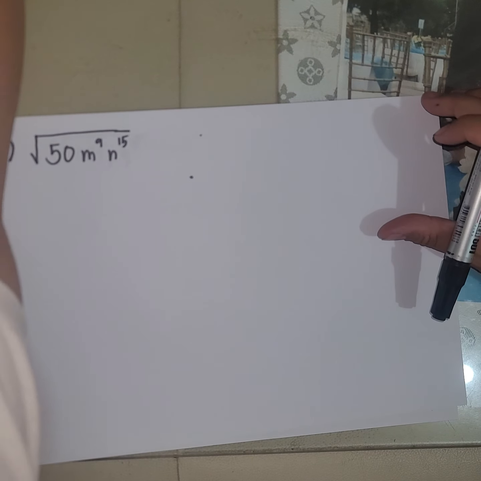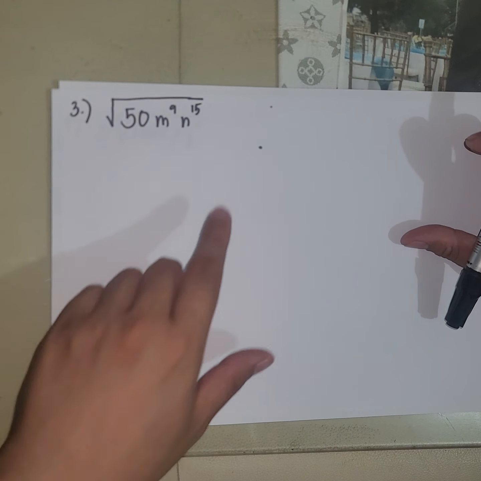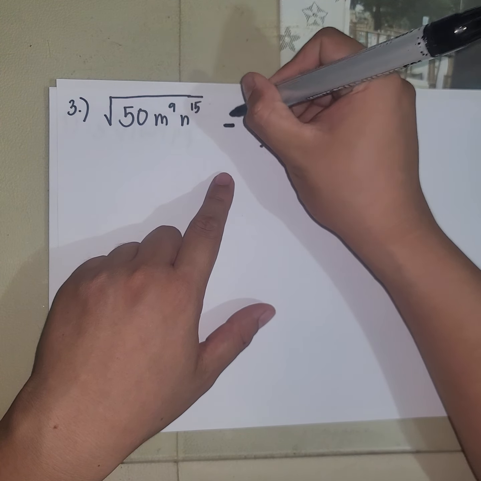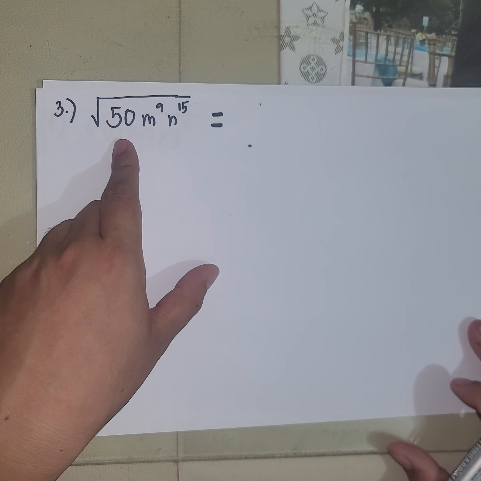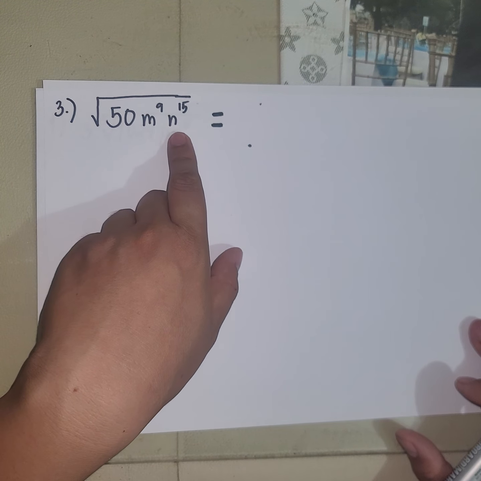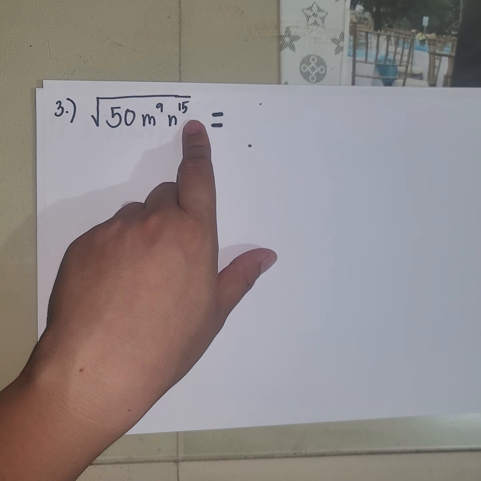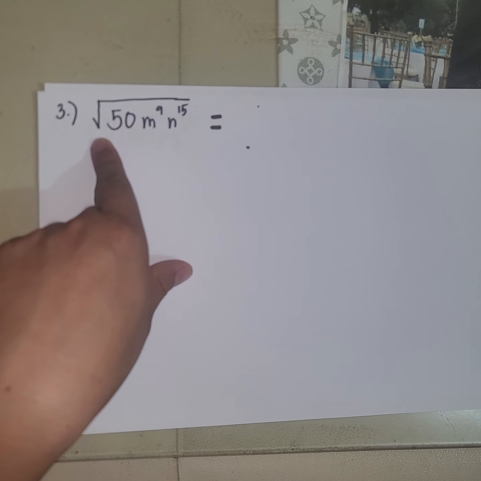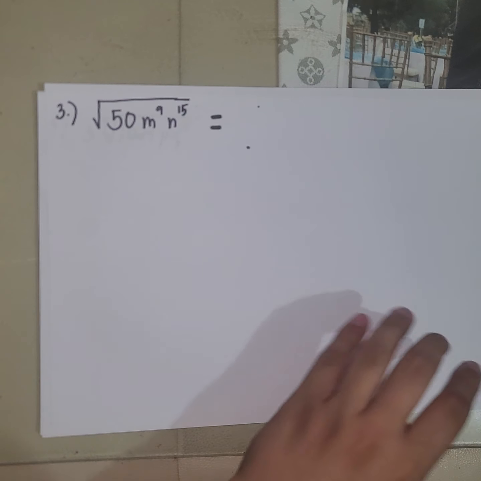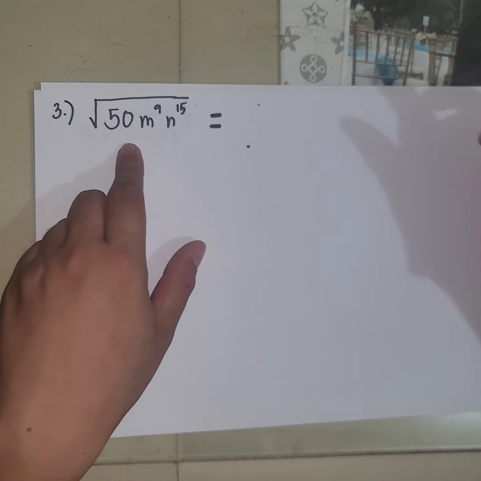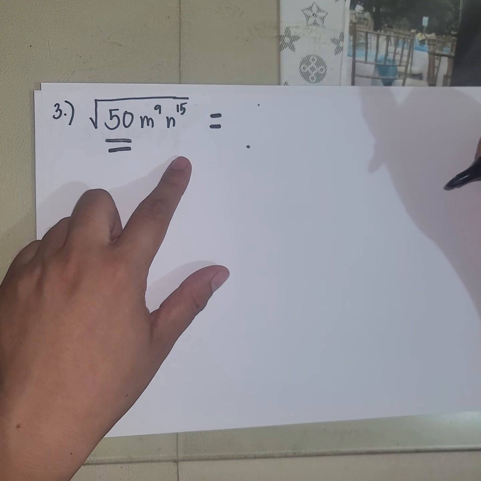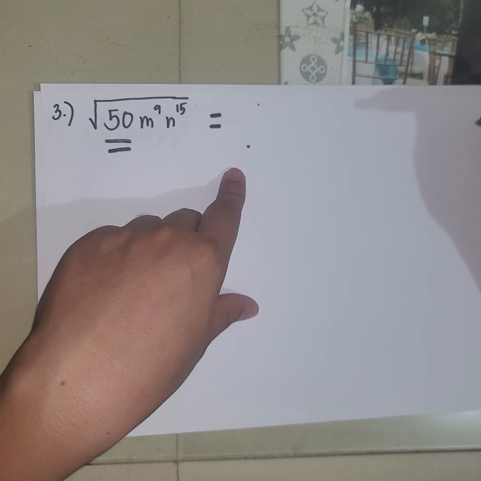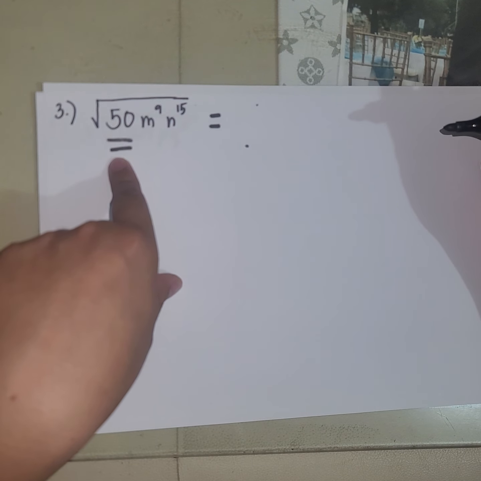Next number, we have number 3. Okay. So let us simplify square root of 50 m raised to 9 and n raised to 15. Now, tingnan nyo. Ang root natin ay square root. So we are referring with the perfect square number. 50 is not a perfect square number. So you are going to factor muna the 50, and then dapat yung isang factor ng 50 is perfect square number, and then yung isa, hindi.